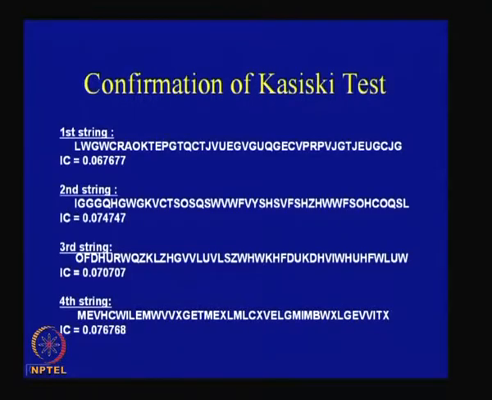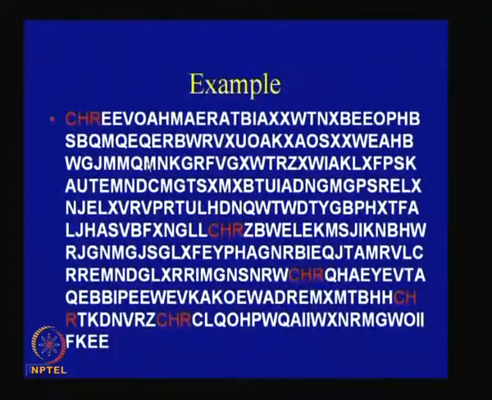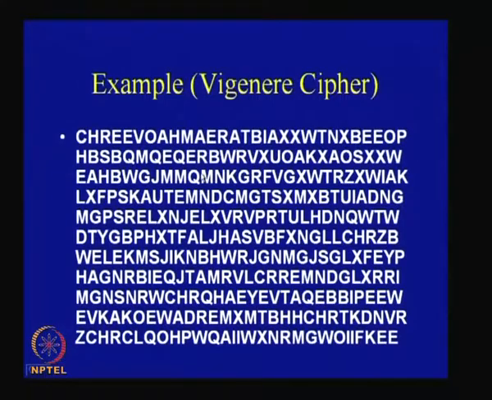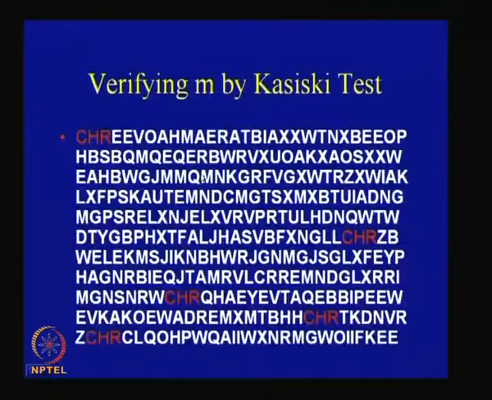We assume that the shift in this case is 0. We assume that the shift is 1, and so on till the shift is 25. Whichever shift gives us a mutual index value of 0.065 is the correct shift. If it is not, then we keep varying g from 1 to 25, and whichever value gives 0.065 is the correct estimate. That is the way of obtaining the corresponding key value, the key alphabet.